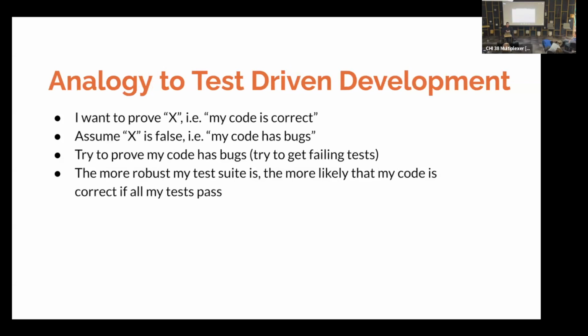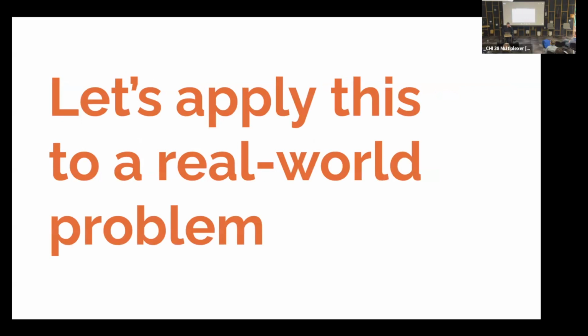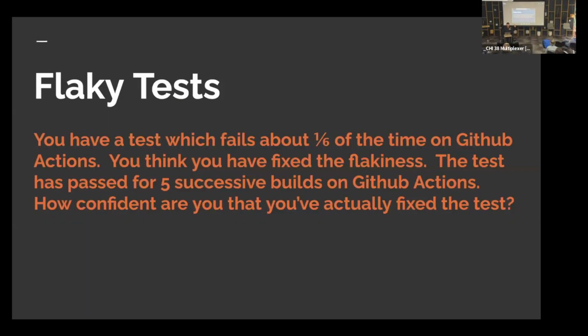So I'm also going to make an analogy to test-driven development, which Justin made some references to in his previous talk. Like in test-driven development, you want to prove that your code is correct. And so the first thing you do is you assume that your code has bugs. You assume the opposite. And you try to write as many tests to make those bugs emerge. And if they don't, you're not certain that your code is bug-free, but you're more certain than you were before. And so that's what statistics does: you're not certain that your answer is right, but you're more certain than you were before.